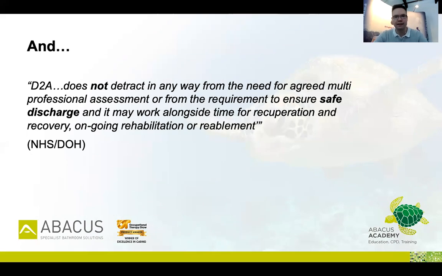Finally, it does not detract in any way from the need for agreed multi-professional assessment or from the requirements to assure safe discharge, and it may work alongside time for recuperation, recovery, ongoing rehabilitation, or re-ablement, and that's from the NHS and Department of Health document. That statement is incredibly important.